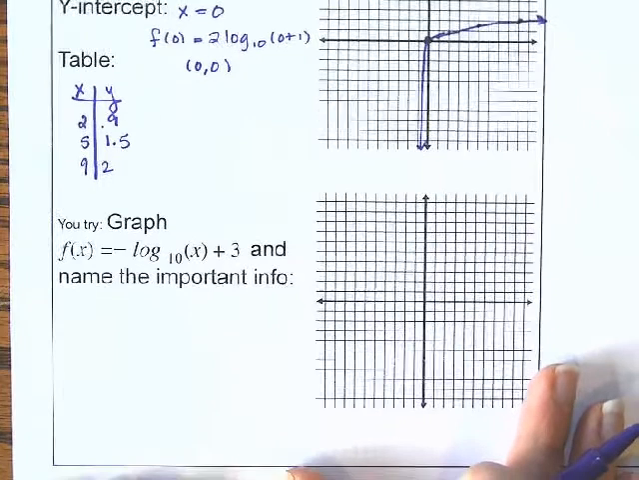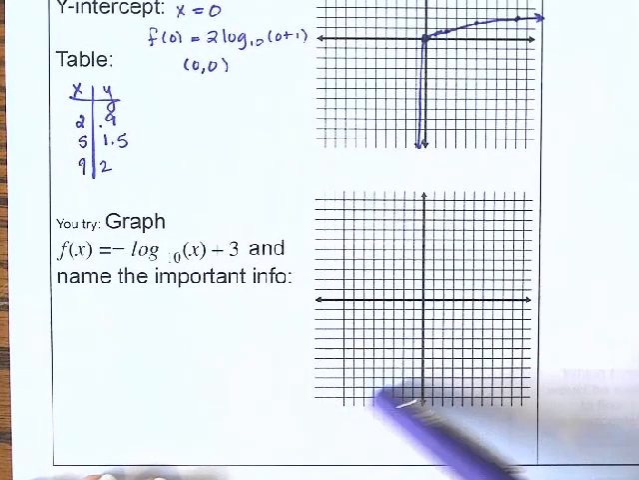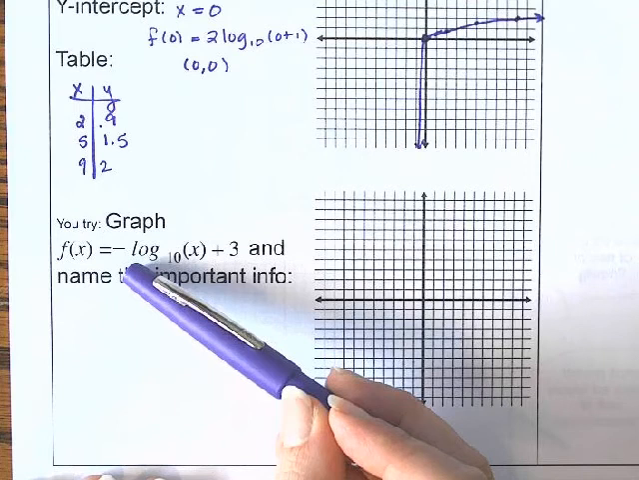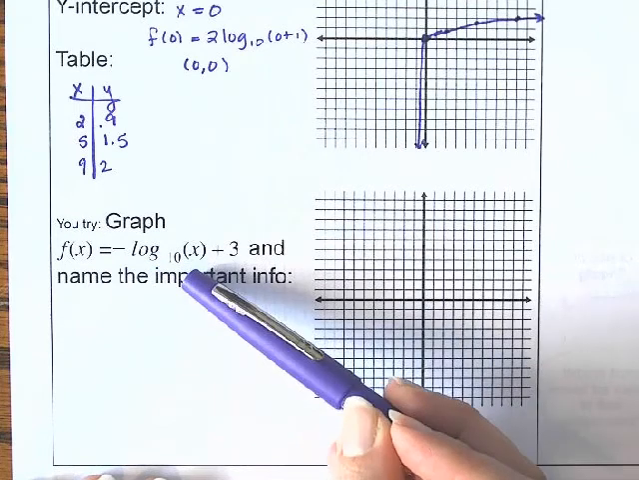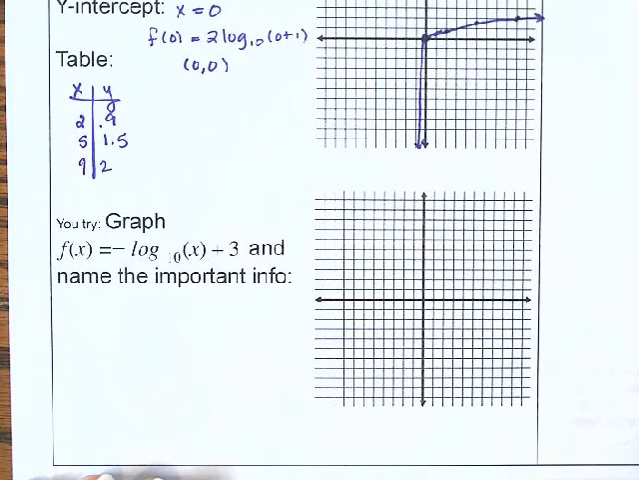So if you need to, please pause. Otherwise, I'm going to show you another example that you can try, and then I will show the answer at the very end. So that says f of x equals negative log base 10 of x, close the parentheses, and then the plus 3 is on the outside.